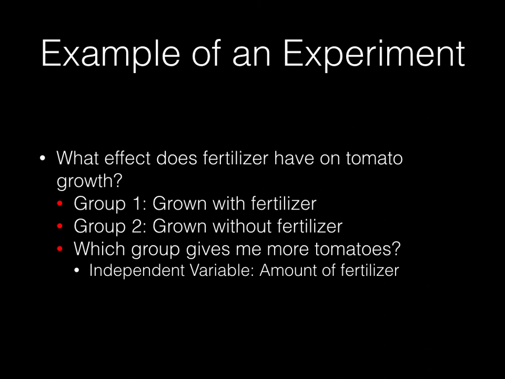Your dependent variable is what you're looking at, what you measure. How do we know which group wins? How do we know which group we're happier with? And that, in this case, is how many tomatoes we end up with.